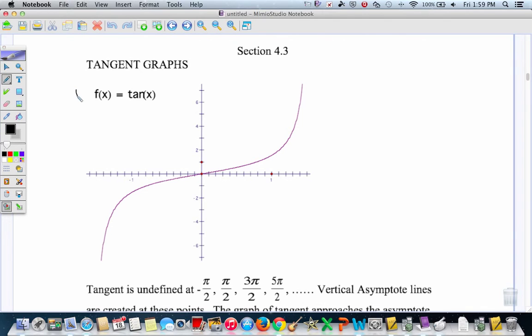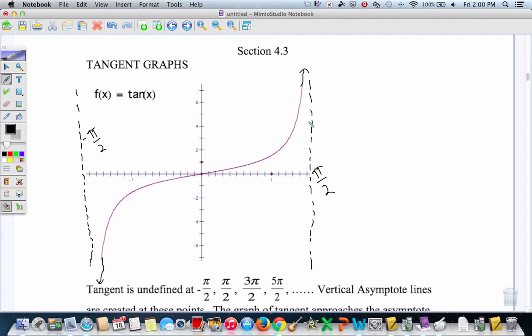I'll put in a dotted line on the left-hand side to represent the asymptote line. That asymptote line occurs at negative pi over 2. On the right-hand side, I have another dotted line that I'll label as an asymptote line, and that dotted line is at pi over 2. What those asymptote lines mean is our graph will continue to approach and get closer and closer to those lines, but never cross or touch.